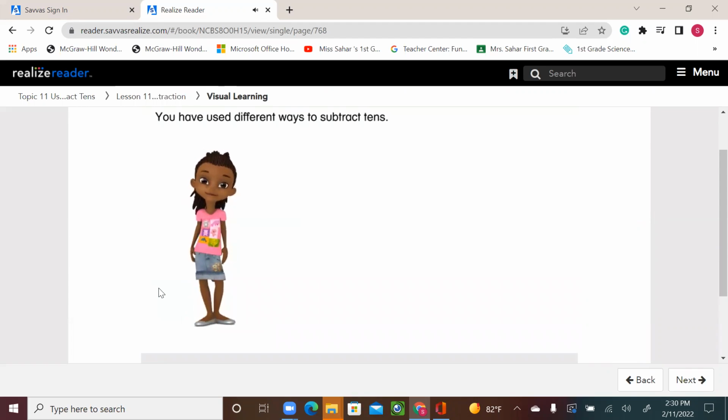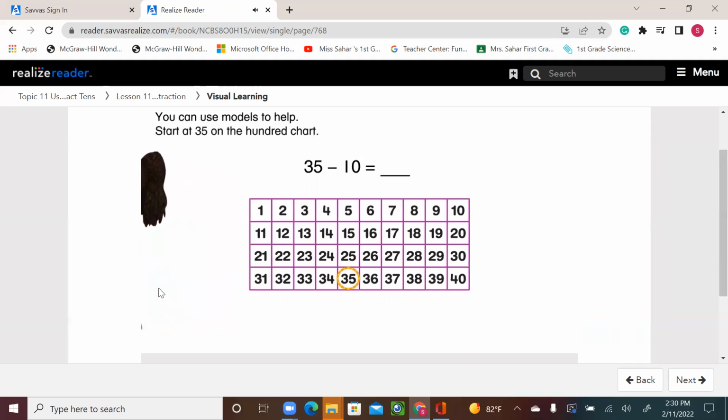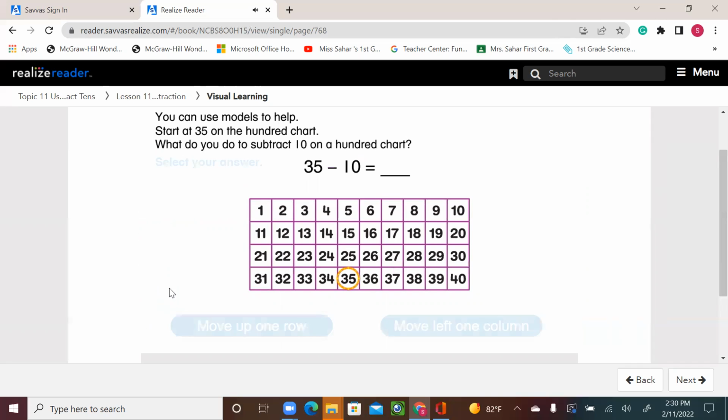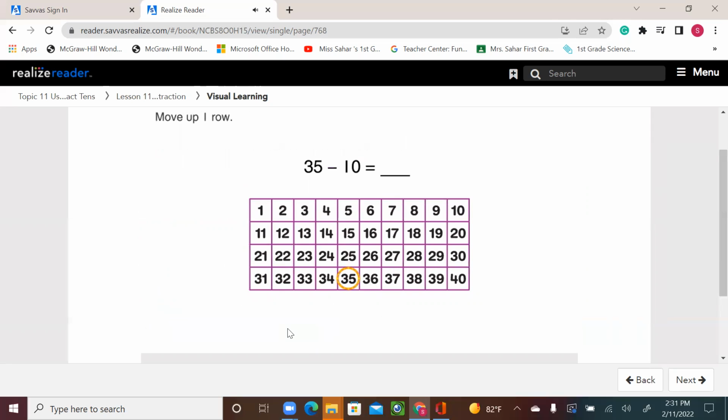You have used different ways to subtract tens. Find 35 minus 10. You can use models to help. Start at 35 on the 100 chart. What do you do to subtract 10 on a 100 chart? Select your answer. All right, so what do we need to move? 1 row or 1 column? Move up 1 row. 35 minus 10 equals 25.